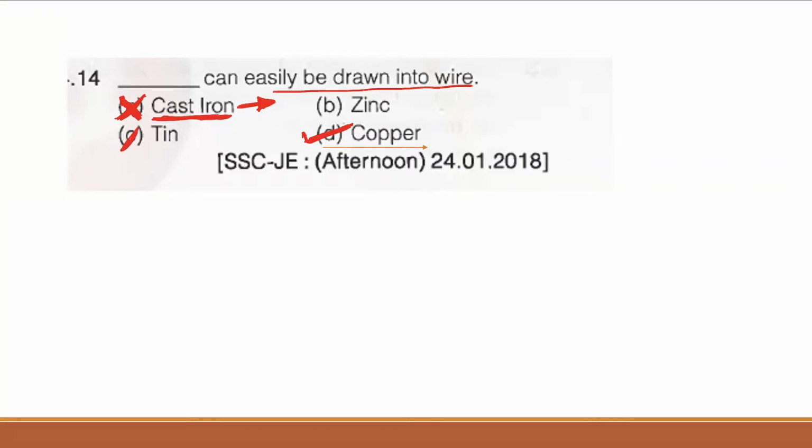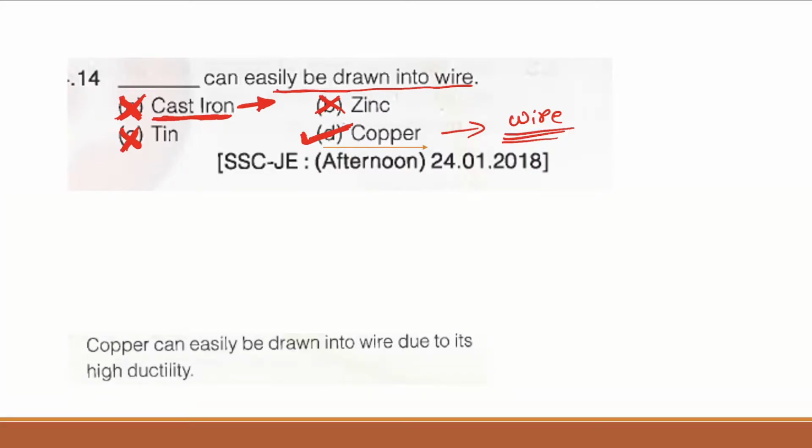Tin we use as a sheet, so this is not an option. Zinc is not an option again. But copper, in domestic use for electricity, copper wires are used. That's why copper can be easily drawn into wires. That's why they are used domestically. Copper has a high ductility, that's why they are used.